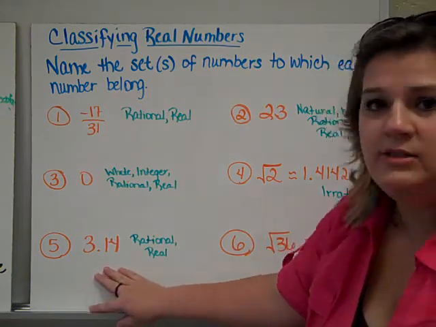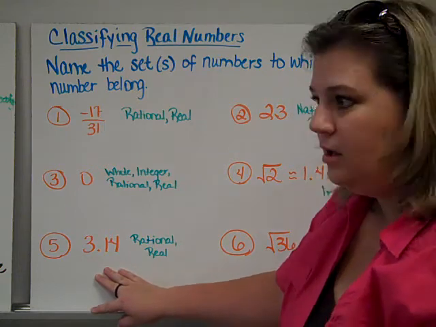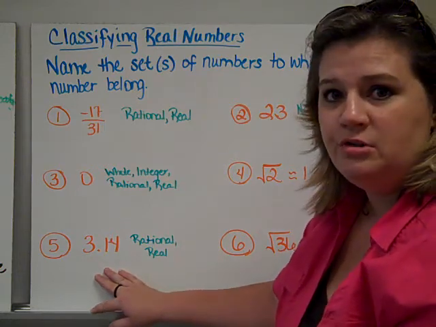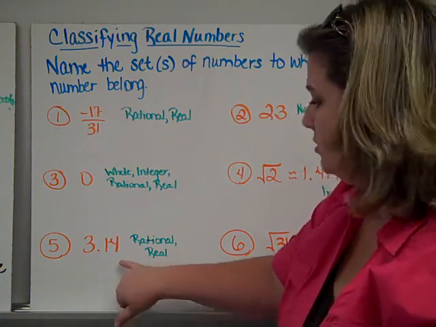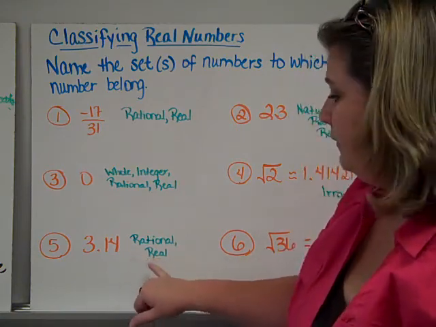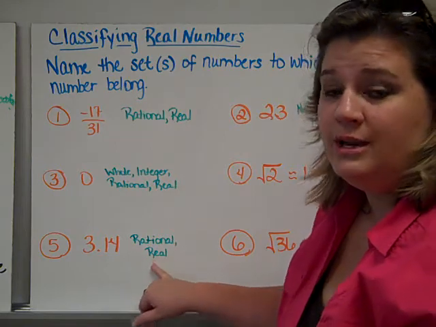3.14. A lot of you would get this confused with the symbol pi, but this is not being represented or used for pi. This is 3.14. It is a terminating decimal. There's no dot, dot, dot. Therefore, it's rational, and it's a real number.